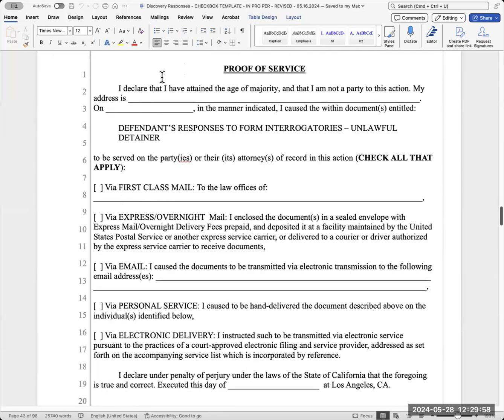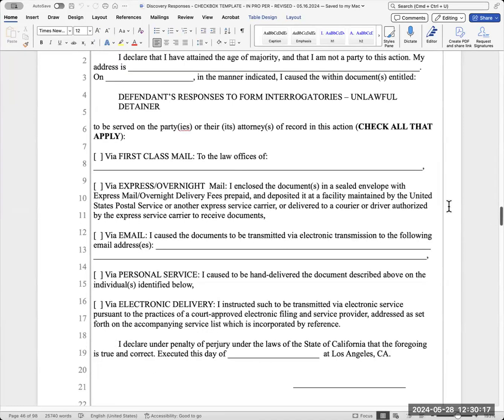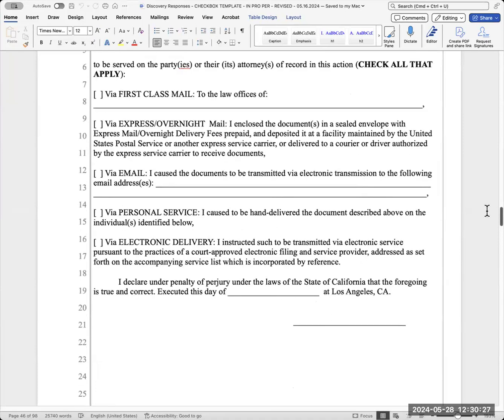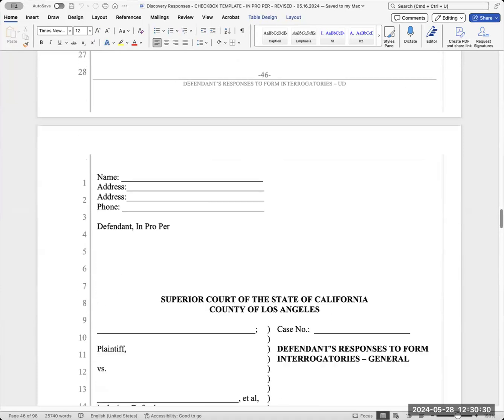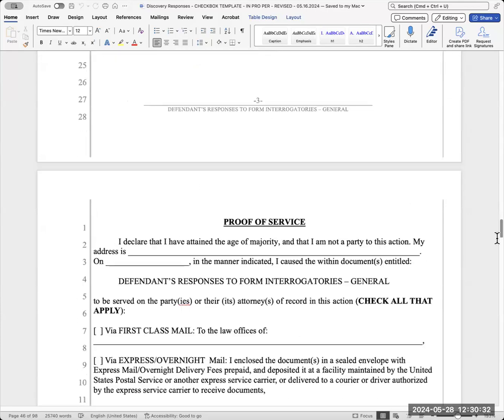So they put their address here, the date they sent it. They should check the box of how they're serving it, most commonly via email. The email address is usually at the top left of the document. If not, you're going to have to find out what the email address is for that law firm. And we often have that information if you ask the law clerk team. And then date and sign here.